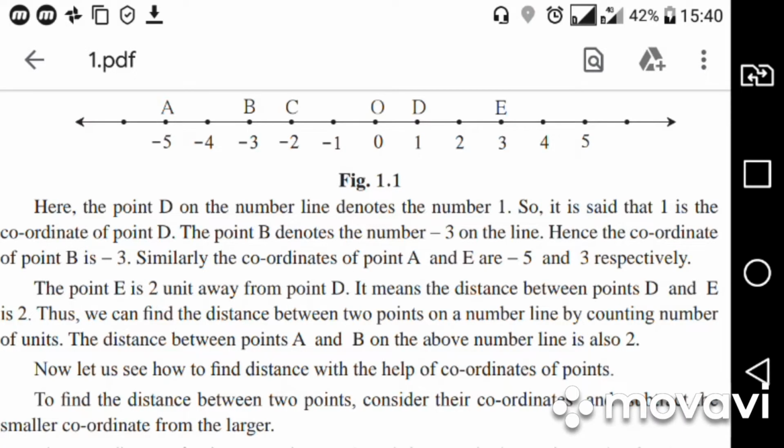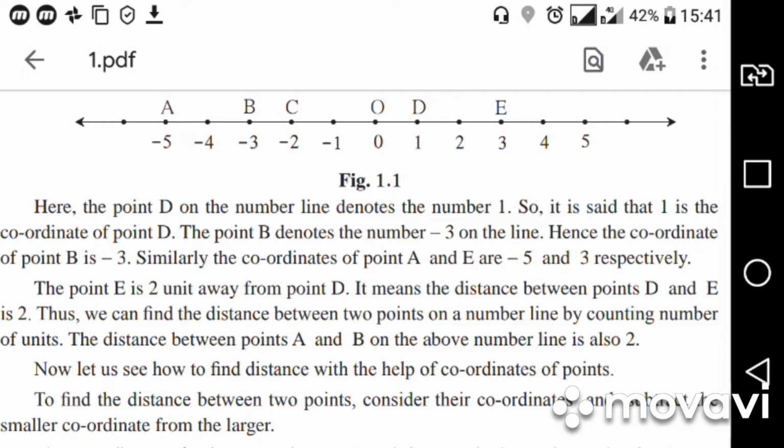Now let us observe this diagram. It is a number line, and we can see points A, B, C, O, D, and E. Now the coordinates of the points are as shown. Point E is 3. Point D is 1. Point C is -2. Point O is 0. Point B is -3. And point A is -5. So we call this the coordinates of the point.